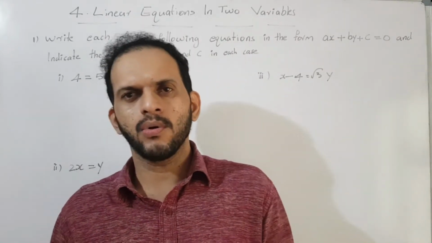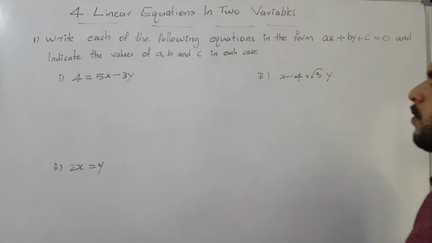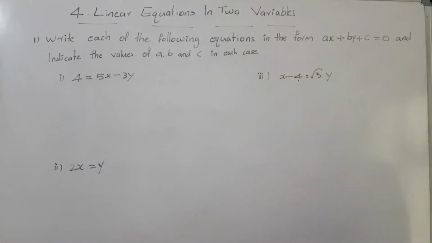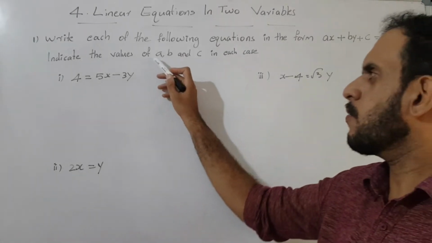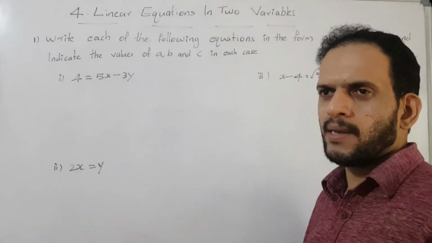Okay, then we go to the next question. The first question is like this. Write each of the following equations in the form ax plus by plus c is equal to 0, meaning the standard form, and indicate the values of a, b and c in each case. Okay, I think you got the question.